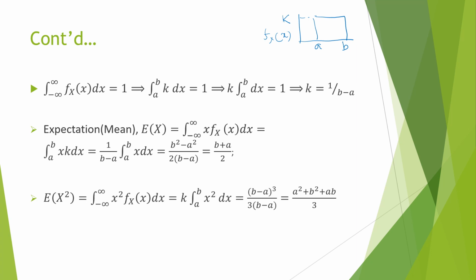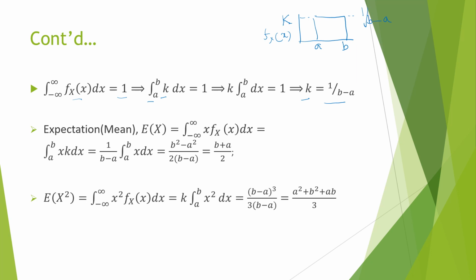Now we find the value of k. What is the value of k if it is uniformly distributed? We know from the definition that the integral of f_X(x) dx over all values of x is equal to 1, because the area occupied by the PDF is 1. And we know between the interval a and b, the PDF value is k as shown here. Therefore, we find the k value as 1 by (b minus a).